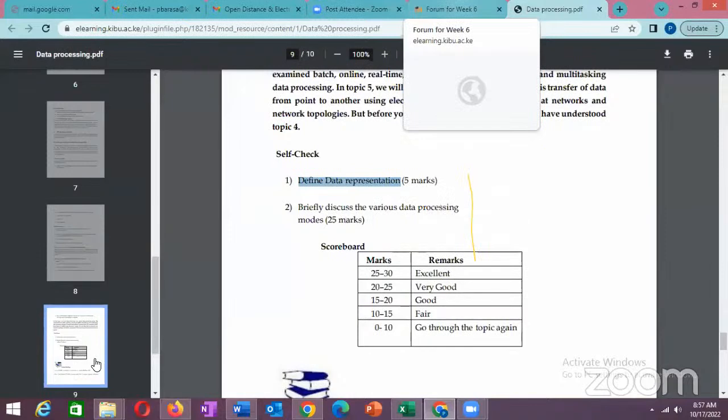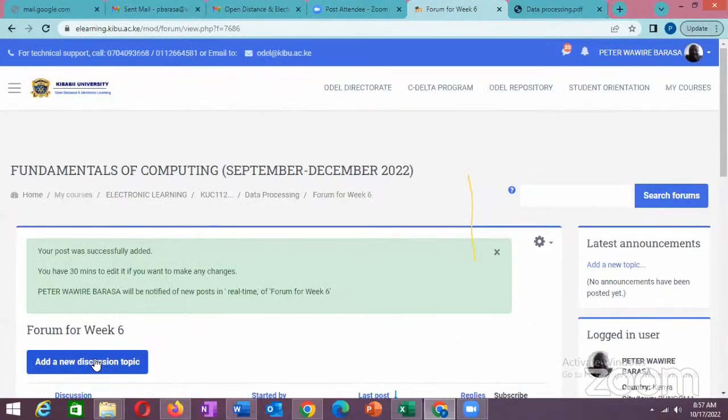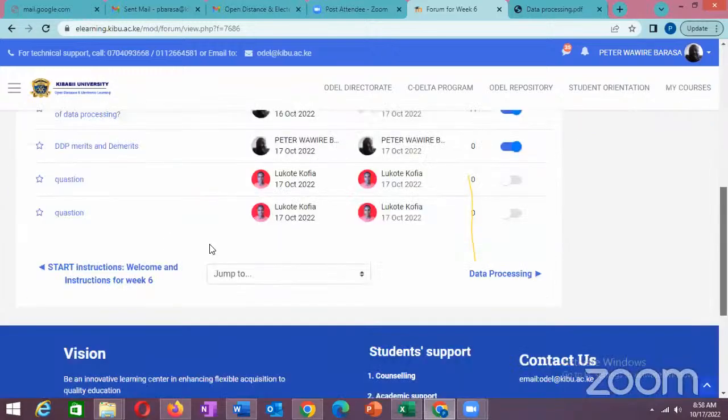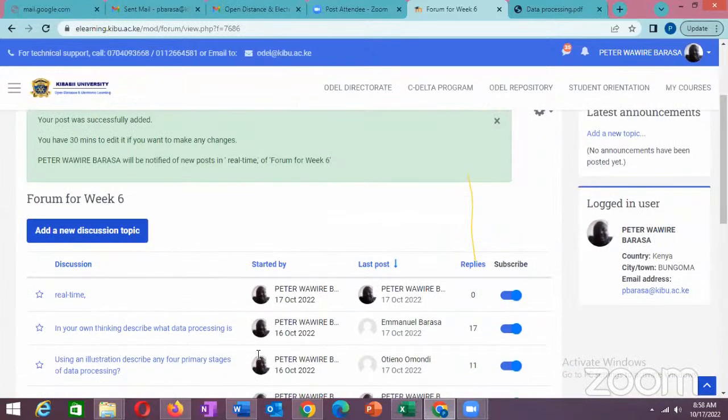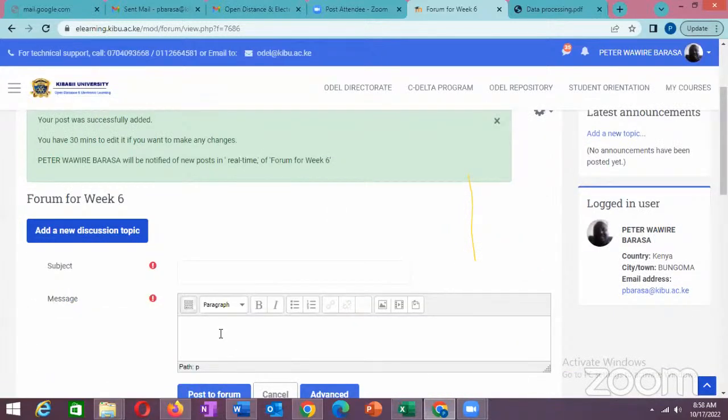So immediately after this, join the forum in your LMS and be able to discuss, because actually it's just a short topic. So in our next topic, we are going to look at networks, network topologies. Then before we start our calculation, then we go to mathematics, where you need to be very keen. After this, we are now moving into math.